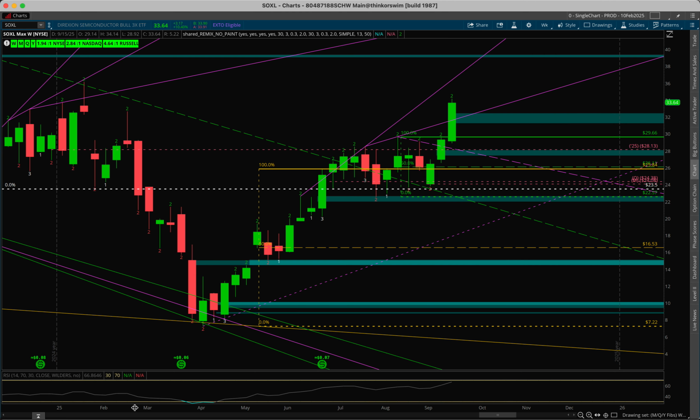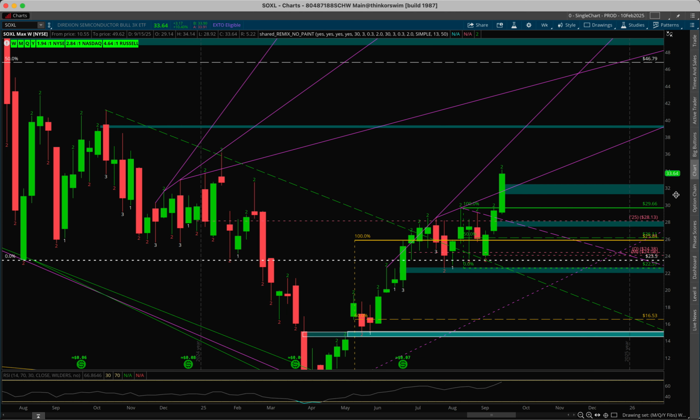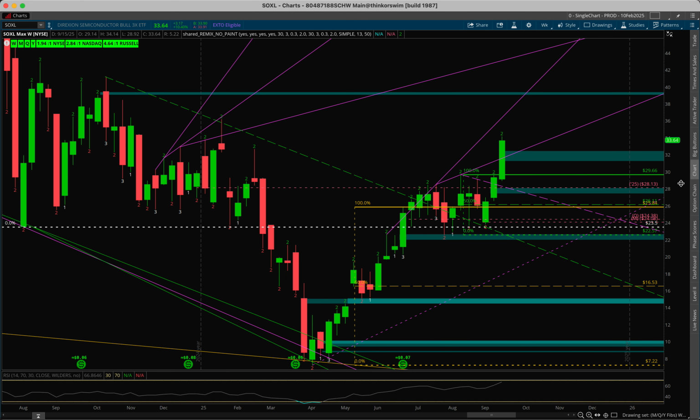So 33.64, we hit 34 something today as well. So we're not too far from making that higher high. If we do make that higher high, we can look for a reversal, because that does coincide with this weekly broadening formation. And even if we don't get a reversal, be looking for at least sideways action. Maybe we get another 5 or 6 week range to the side like we did here.